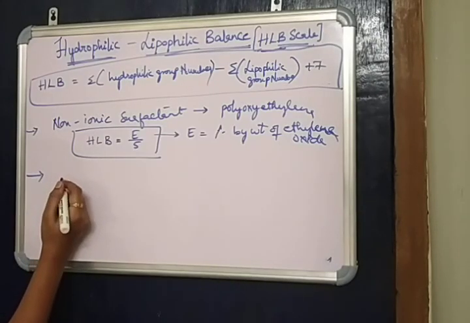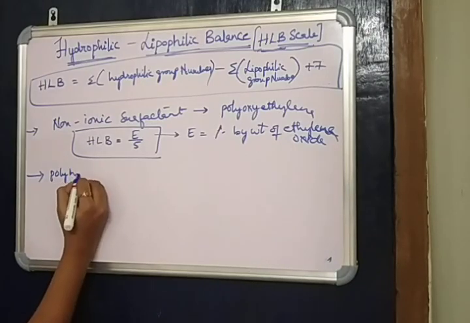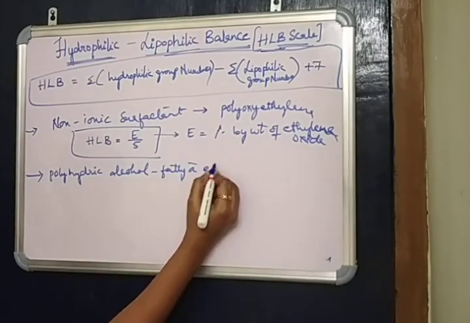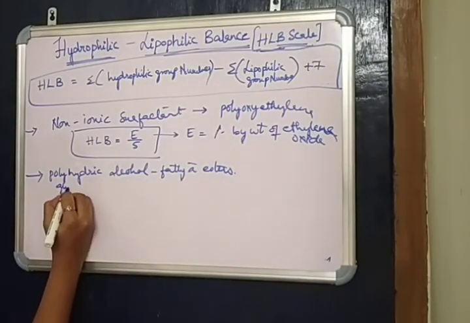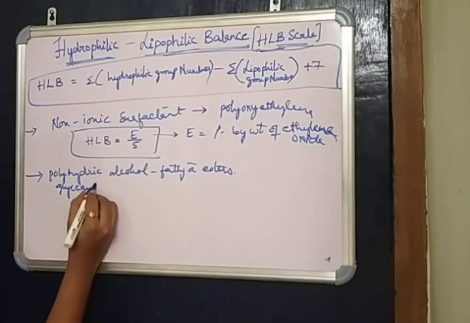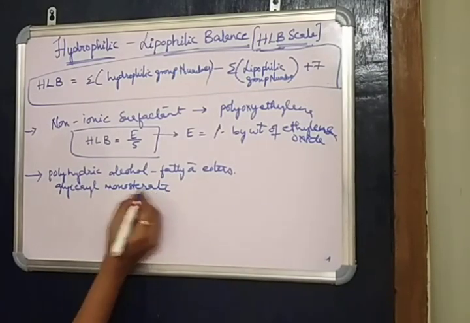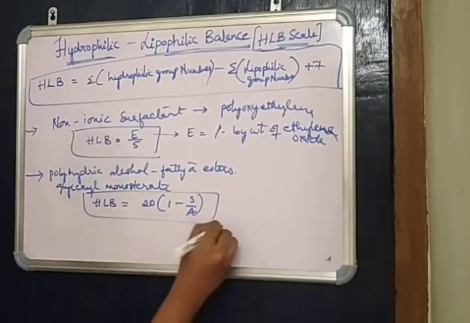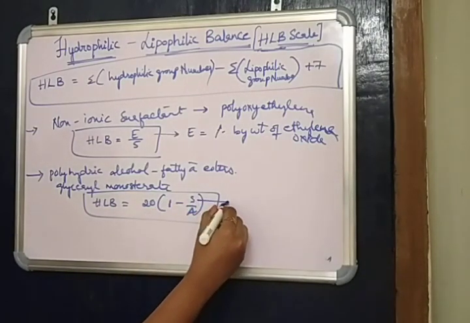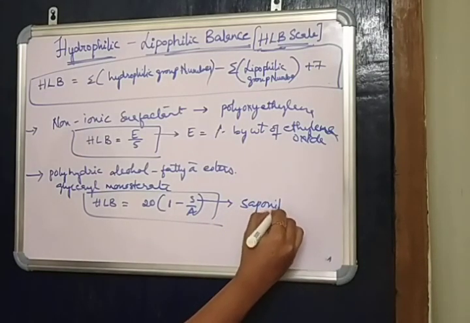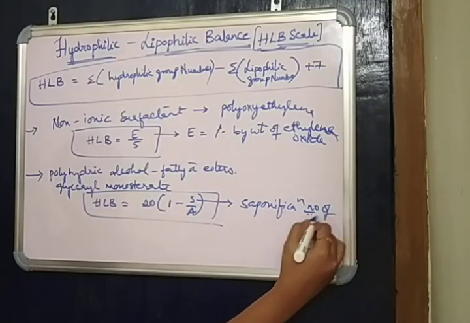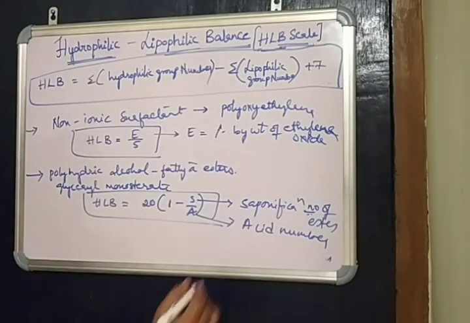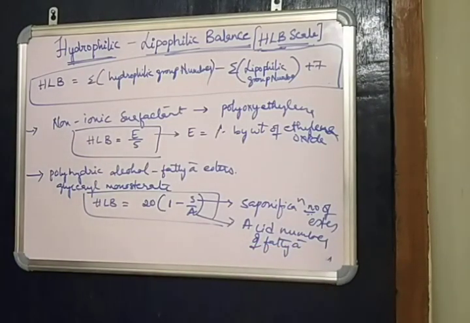For a number of polyhydric alcohol fatty acid esters, such as glyceryl monostearate, the HLB formula is HLB equals 21 minus S by A, where S is the saponification number of the ester and A is the acid number of the fatty acid.